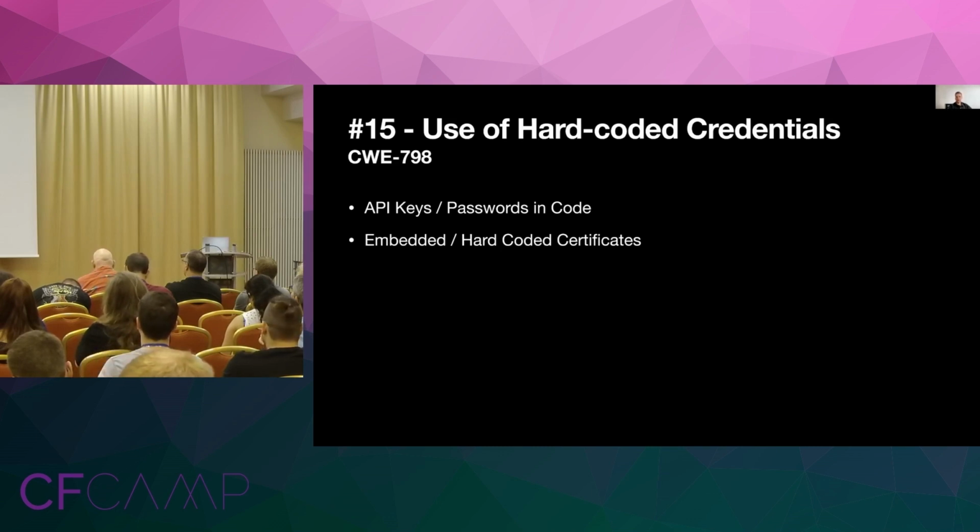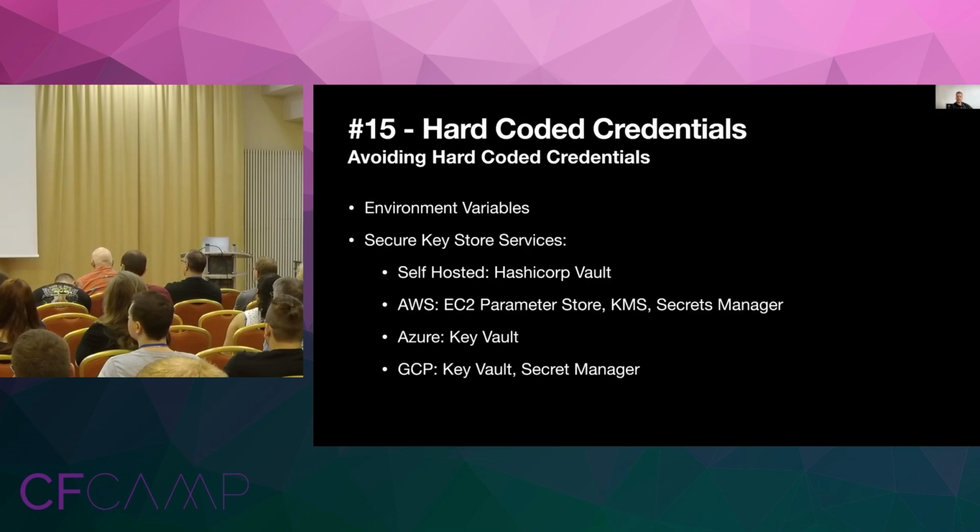So it's better to separate those out so that they're not part of your actual code and they're not included in your source code repository. Maybe you're using an environment variable, or maybe you're going to use a secure key storage service. A self-hosted option might be something like HashiCorp Vault. If you're on AWS, there's the EC2 Parameter Store and KMS Secrets Manager. Azure has Key Vault. GCP has Key Management and Secret Manager. So there are all sorts of ways you could solve that.